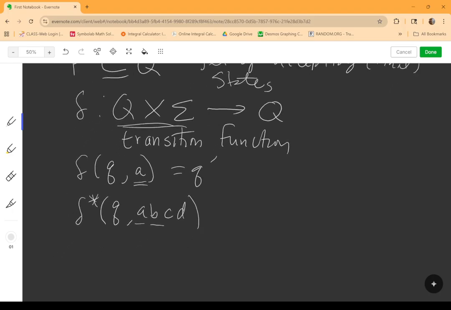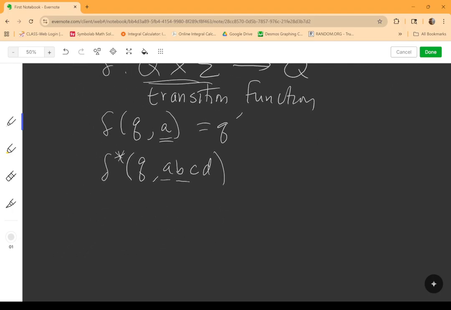A couple things on this delta function. It must be a total function, so it's defined for every pair, no ambiguity involved. No state-symbol pair is left undefined. It's deterministic, and what that means is given a current state and a current input symbol, there's exactly one way to go next. In other words, this is unique. Once you've established the current state you're in and what the next input is, there is only one place to go. That's what we mean by deterministic.